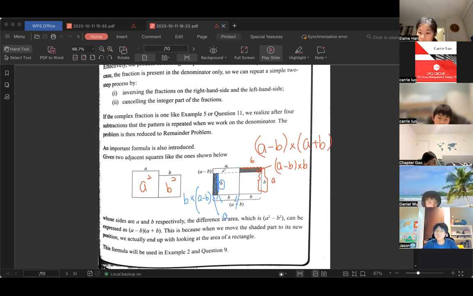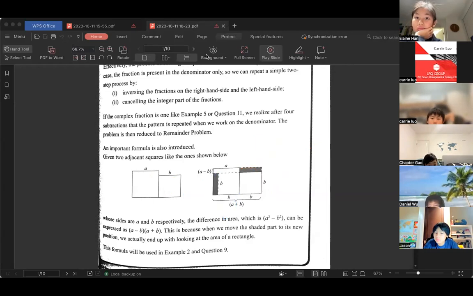Oh, sorry, this is A minus B, and this is B. This is A minus B times A plus B. This one is A minus B, and this one is B. A minus B equals this little line, and this one is B. So it's B times A minus B, correct, everybody? So they're the same, correct?